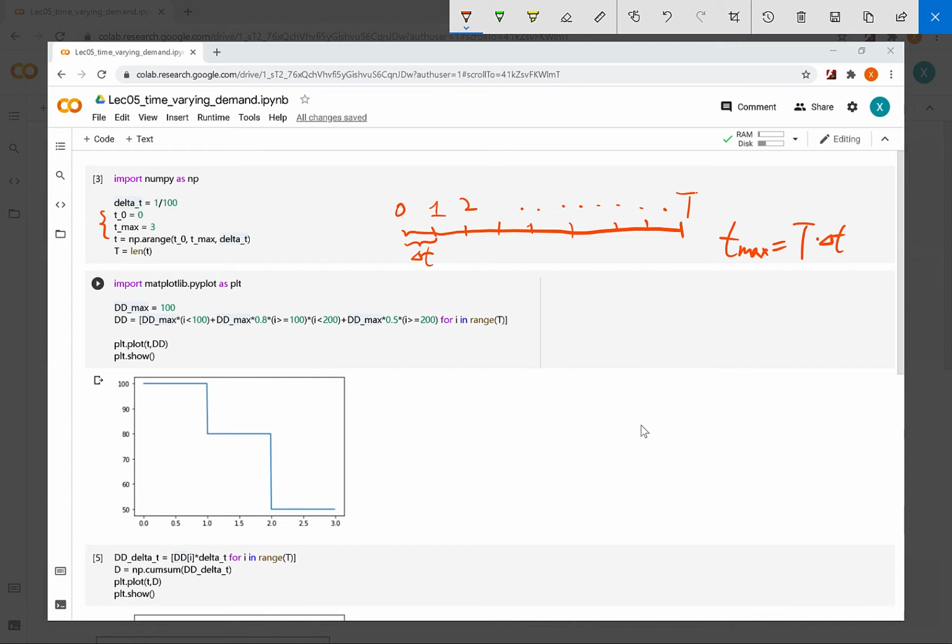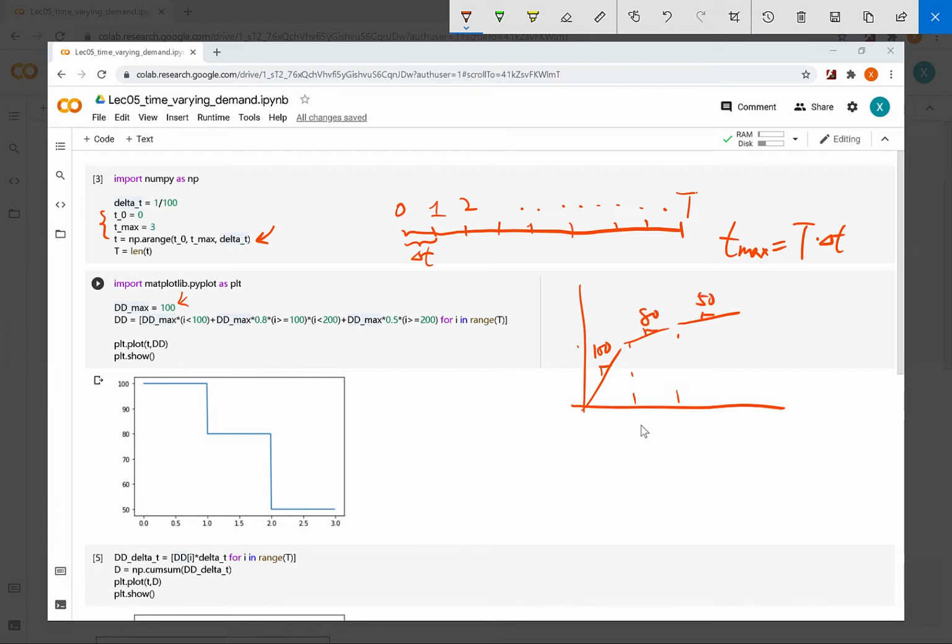In our problem, we start from time 0 and end at time 3. And then we use a range function to generate the discretized time axis from 0 to 3 with a time step of 0.01. After we discretize the time axis, we can create our demand function. The first step, we need to provide this piecewise expression for the demand rate. So we have 3 pieces. Right? The first piece, the gradients are 100, 80, and 50.